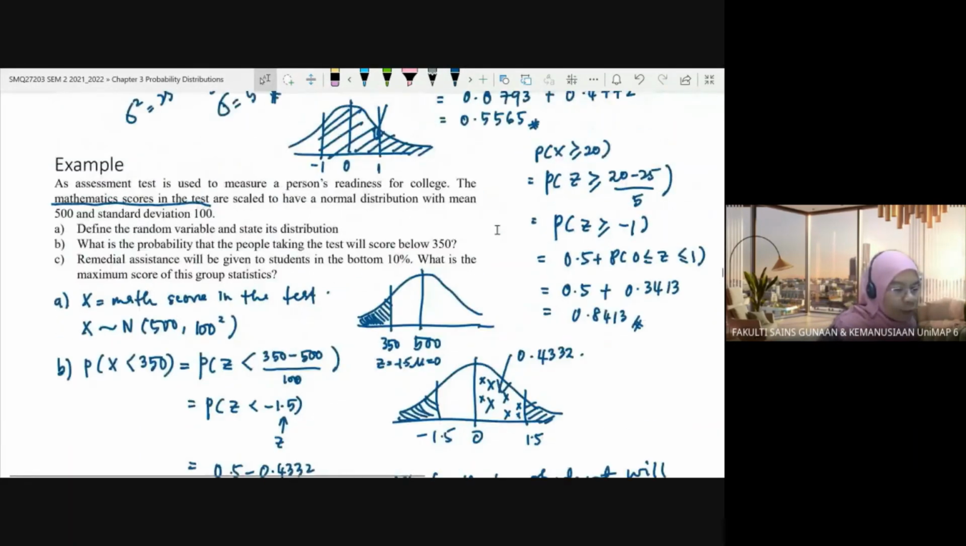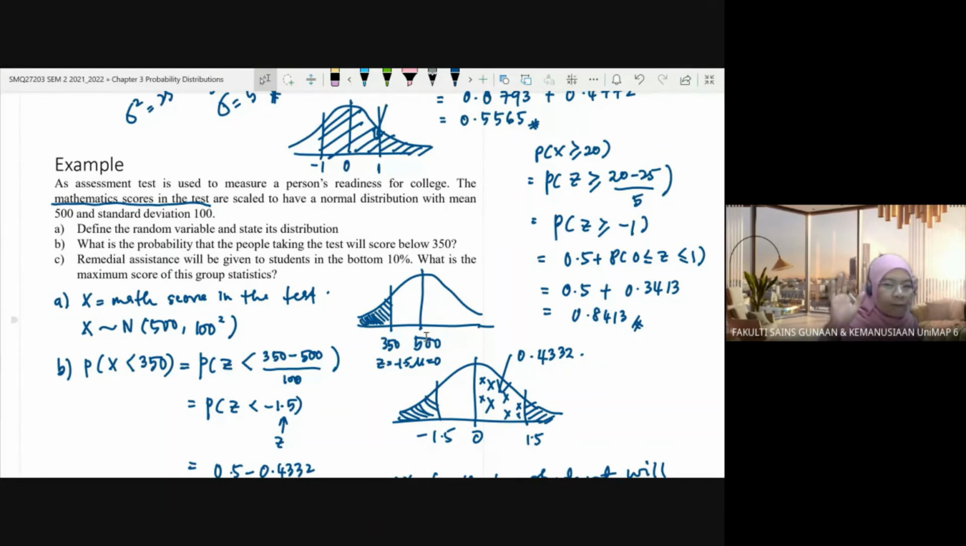Now, third question. Look at the question. Most of the time when we ask students about these particular questions, the third question will determine whether a student can get A, or can get full marks or cannot get full marks. Okay, so let us look at question C. Remedial assistance will be given to students in the bottom 10%. Okay, please understand the scenario.